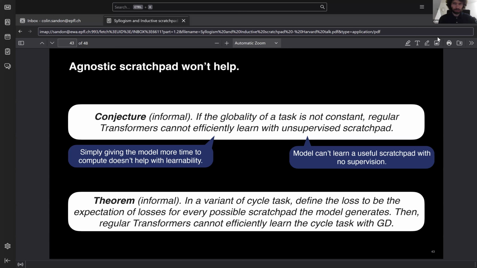Informally, we believe that if the globality of a task is not constant, then an irregular transformer can't efficiently learn it with a scratchpad unless we know what it's supposed to do with the scratchpad. Intuitively, that's for the same reason as it couldn't learn before: our current transformer model is still some complicated function which we're trying to train by gradient descent.